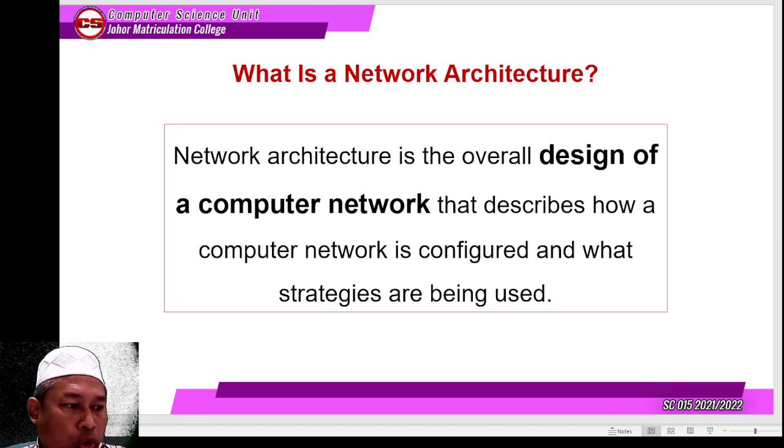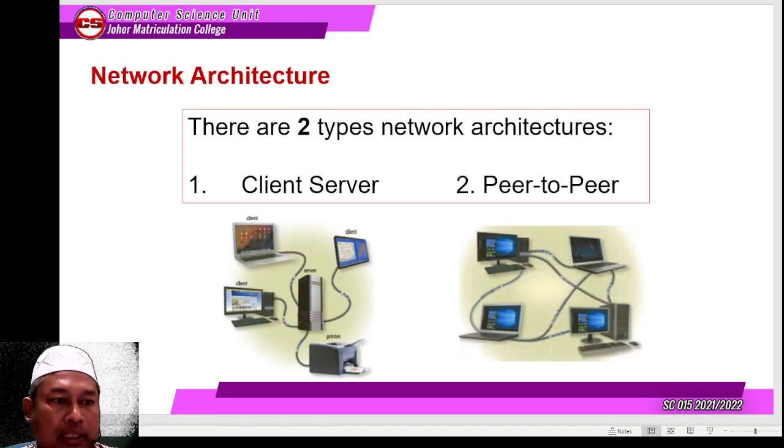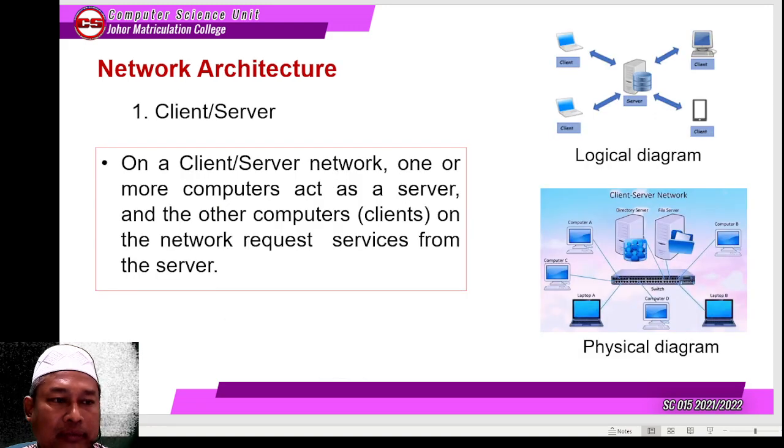Alright, only 2 types of architecture in the network: number 1 client server and number 2 is peer to peer. Hanya 2 sahaja jenis dalam network architecture, iaitu client server dan satu lagi ialah peer to peer. Sekarang kita pergi satu persatu. What is a client server?